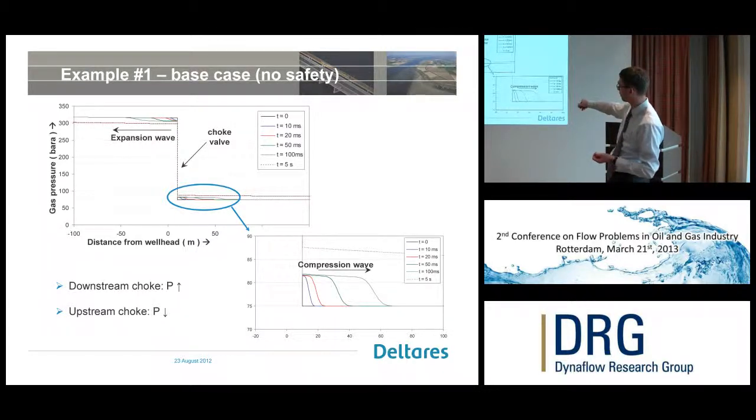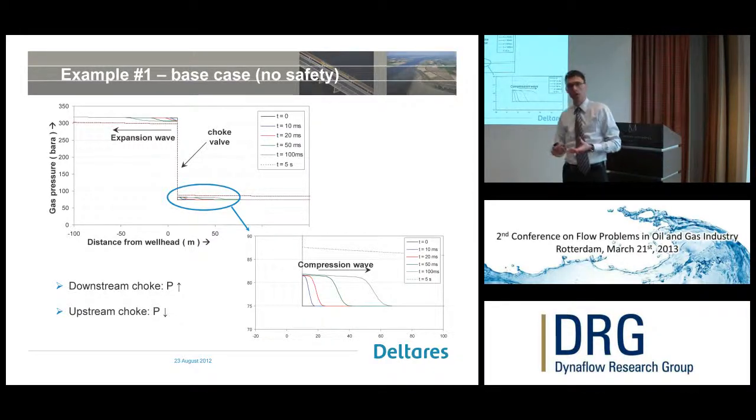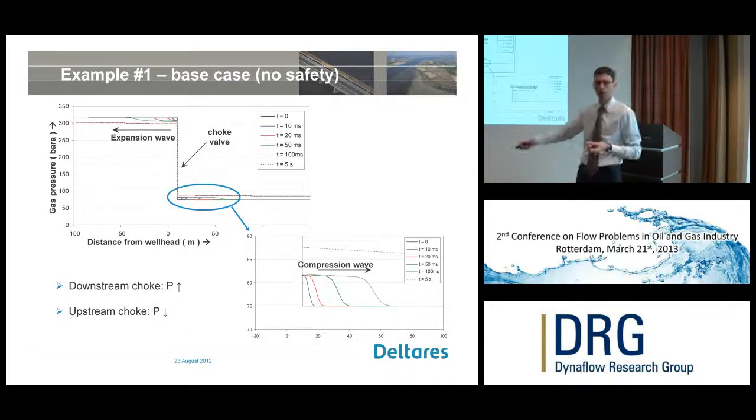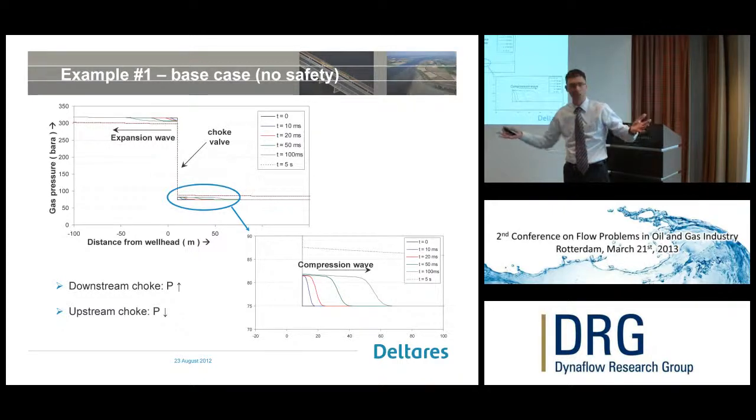What you also see is that downstream of the choke, the pressure goes up a little bit. You especially see it on this one. At 5 seconds, the pressure is a little bit higher. And upstream of the choke, the pressure goes down. So you see it over here. What has been done in modeling previously is that the pressure waves through such a system have not been computed. So what do you do then?